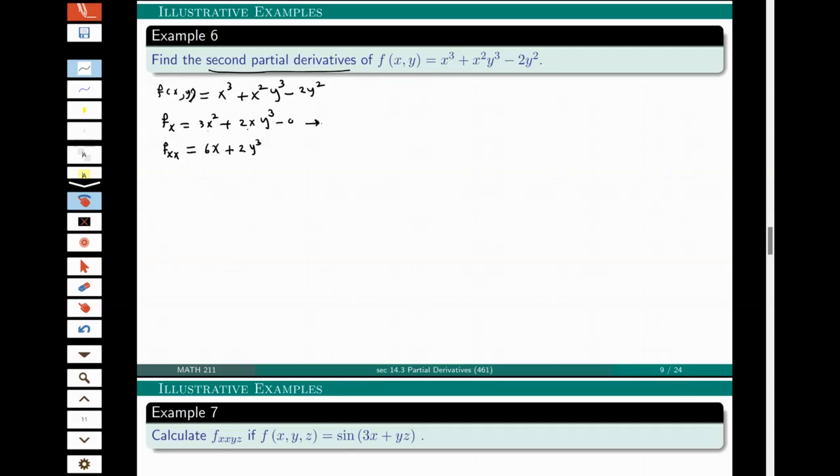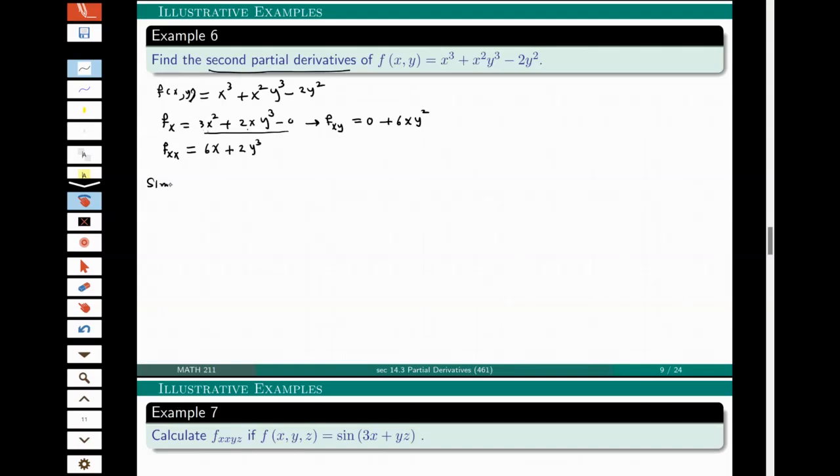Also from here, we can say f sub xy, which is equal to, now we differentiate with respect to y. So the derivative of 3x squared will be 0. The derivative with respect to y will be 3 times 2, which is 6, x constant, y squared. That's f sub xy.